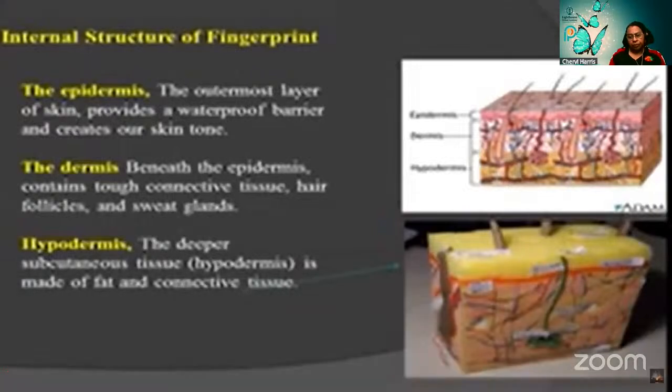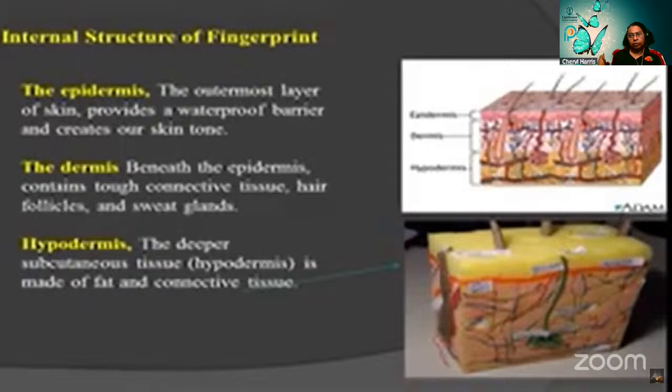So it is quite visible, the layer which is above on the surface of our finger, that is called the epidermis. Dermis is beneath the epidermis. It contains tough connective tissues, hair follicles, and sweat glands. So that is dermis. You can clearly see it from the diagram. And the third one is hypodermis. The hypodermis is a subcutaneous tissue that is made of fat and connective tissues. You can clearly see it from the diagram.